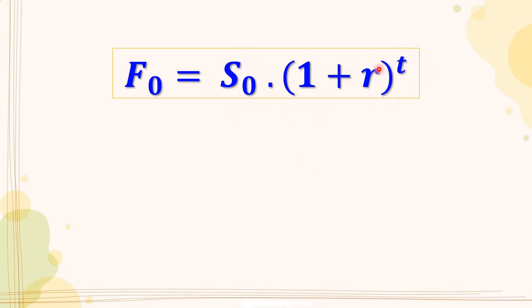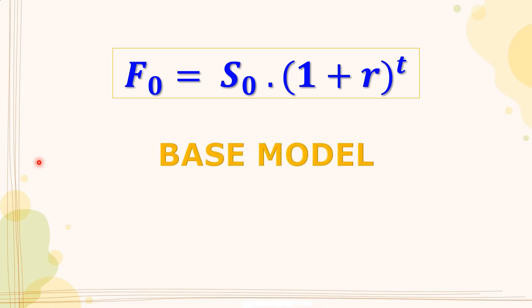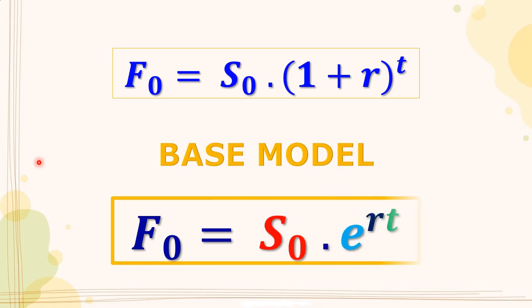But as discussed earlier, continuously compounding or secondly compounding rate of interest is best from the lender's perspective, and hence we bring this continuously compounding rate of interest in the form of the exponential value into our model. This will be our base model: F naught is equal to S naught, the underlying asset price now, into e to the power RT. So this is the model which we are going to use for the valuation of forwards and futures contracts.